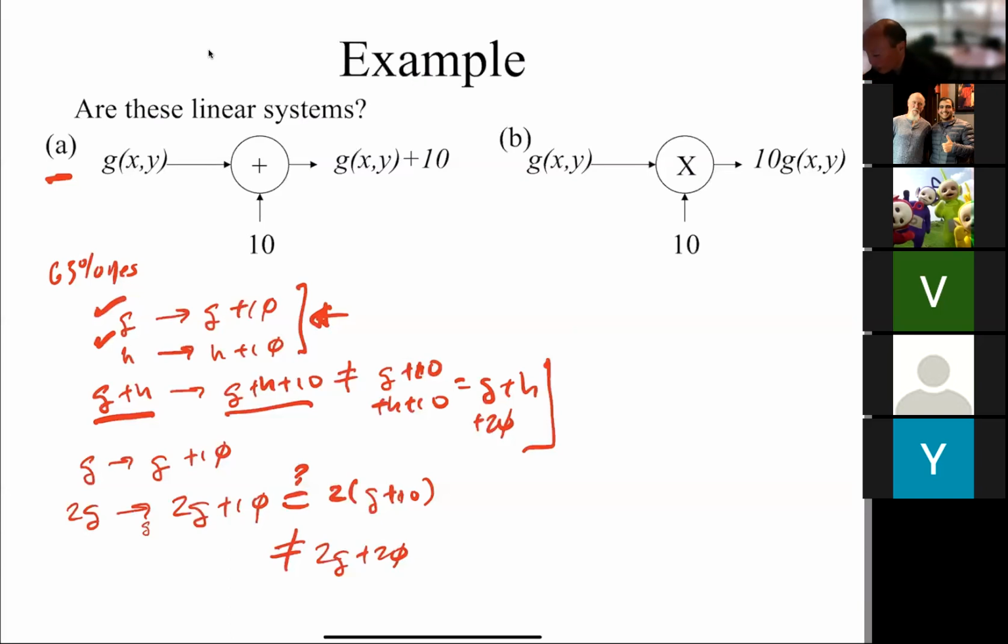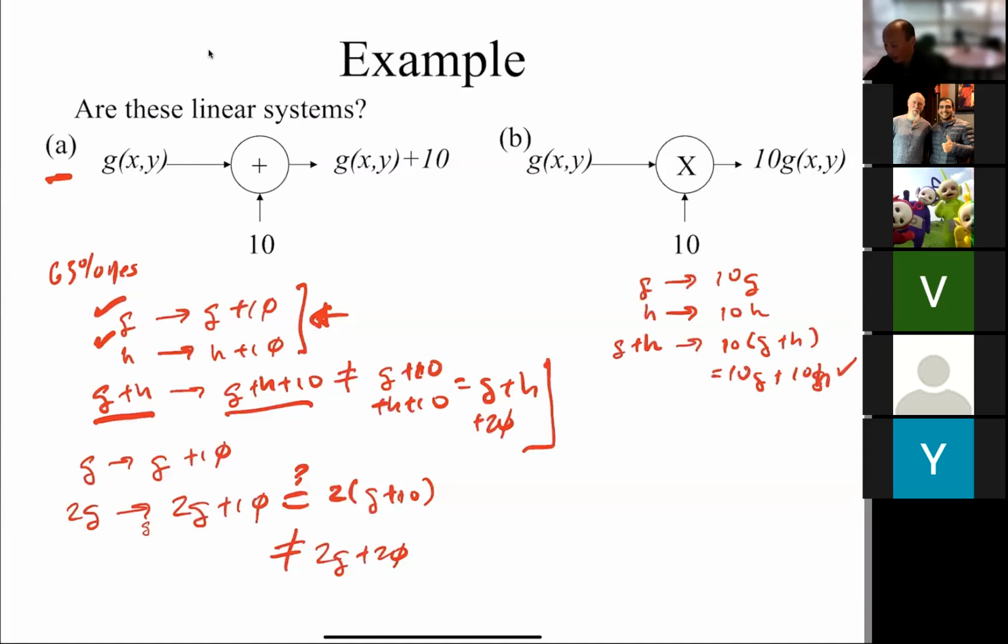So let's take a look and see if it is linear or not. In this case, if I put in G, I get 10G. So let's look at addition. If I put in H, I would get 10H. So if I put in G plus H, I should get 10 times G plus H, and that equals 10G plus 10H. So that does satisfy addition.